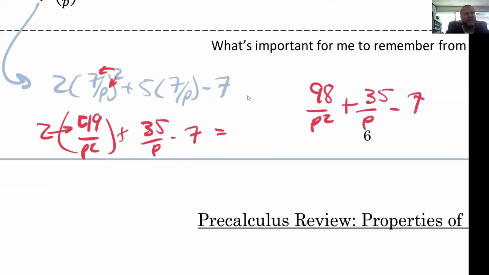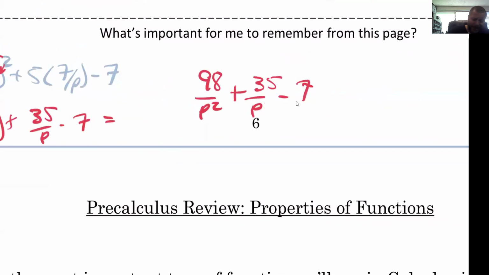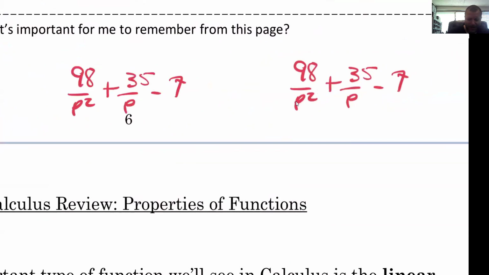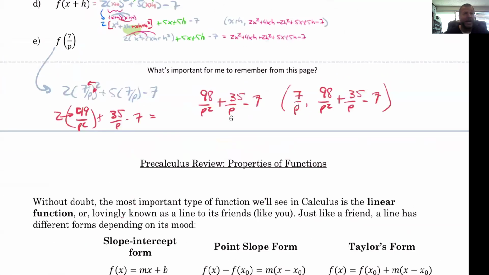If I really wanted to, I can combine this. We're going to find that in my classes, I don't really care a ton about busy work simplification. But what we've just shown is that this is a point that exists on our graph.